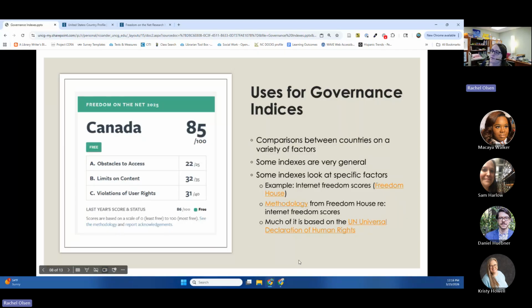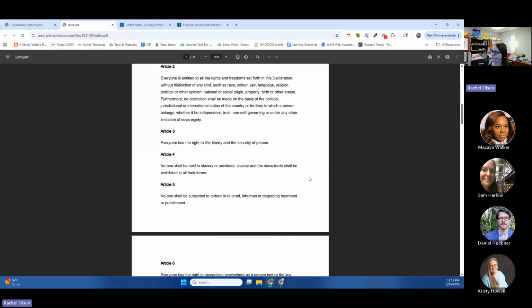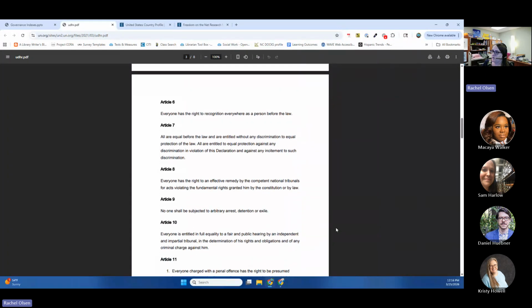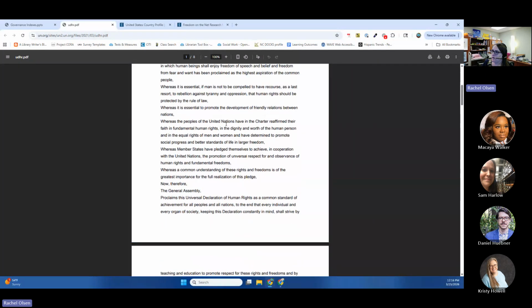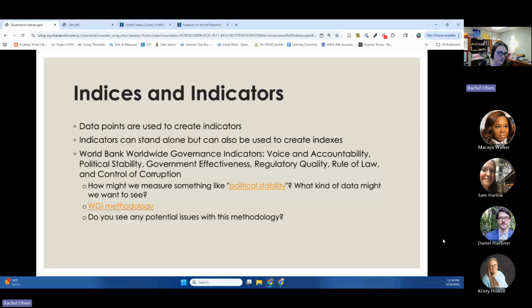It's also interesting, the Freedom House scores are largely based on the UN Universal Declaration of Human Rights. A lot of you have probably heard of this, but I will just quickly open this up. This is not new. This has been around for decades, and you can read through the different articles here in the declaration. It's about 8 pages long, and they do base some of their definitions of freedom and human rights, things like that, on that document.